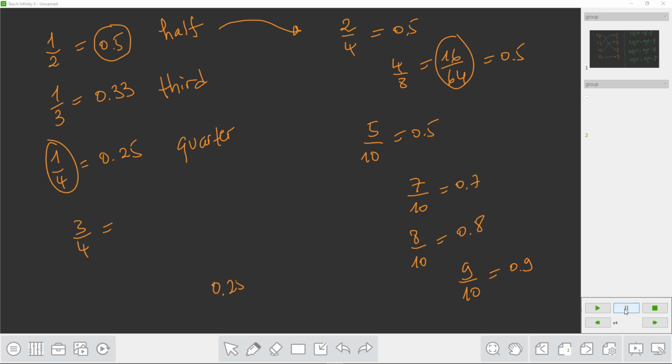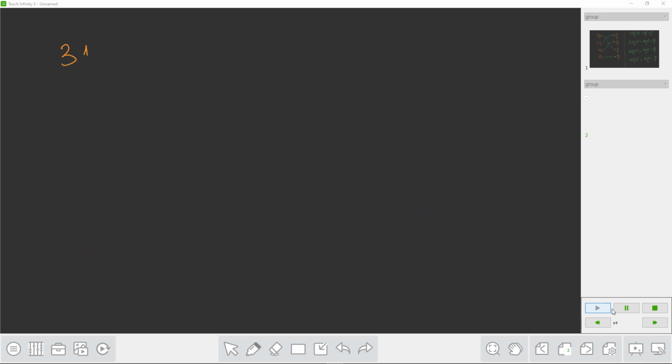Okay? 3 over 4, which is 3 quarters, the word literally is 3 quarters. It means 3 times 0.25, which is 0.75. If you multiply 25 by 3, it's 75. It means 0.75. Okay? These were famous.